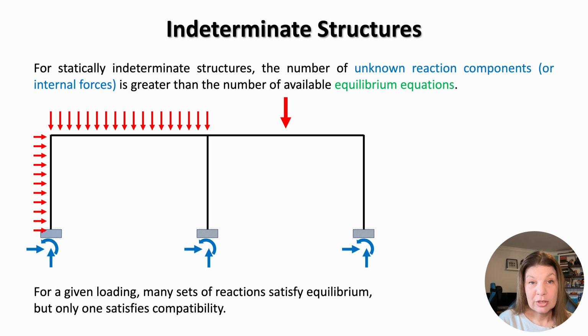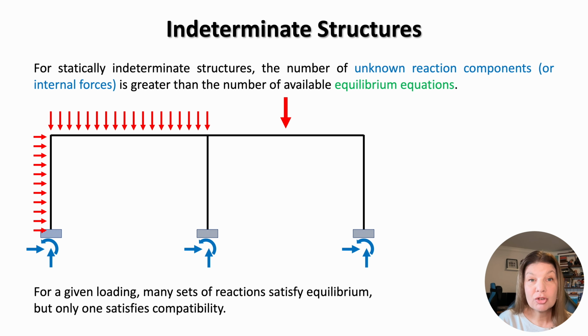If we apply the equations of equilibrium, we'll find that there isn't a unique solution. In fact, many different combinations of reactions will satisfy equilibrium. However, only one of those combinations will represent the actual behavior of the structure. To determine that unique solution, we need one additional condition, and that is compatibility.